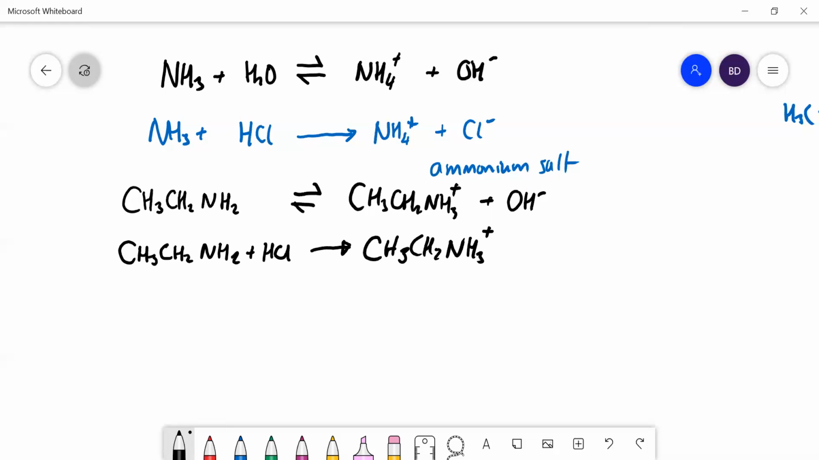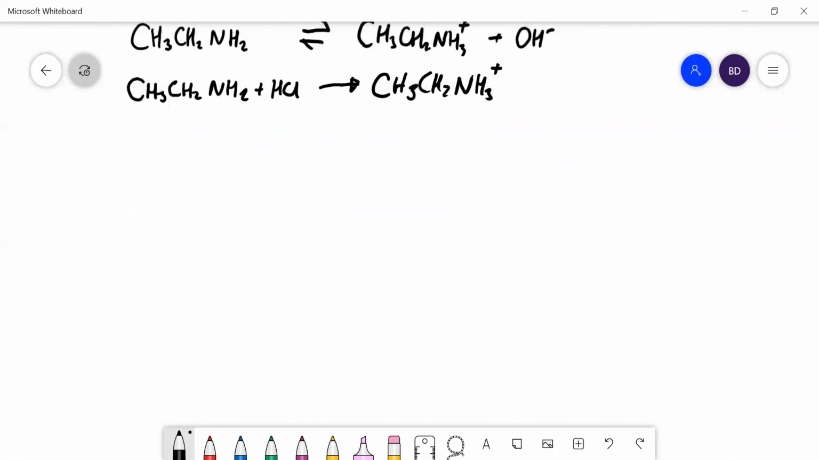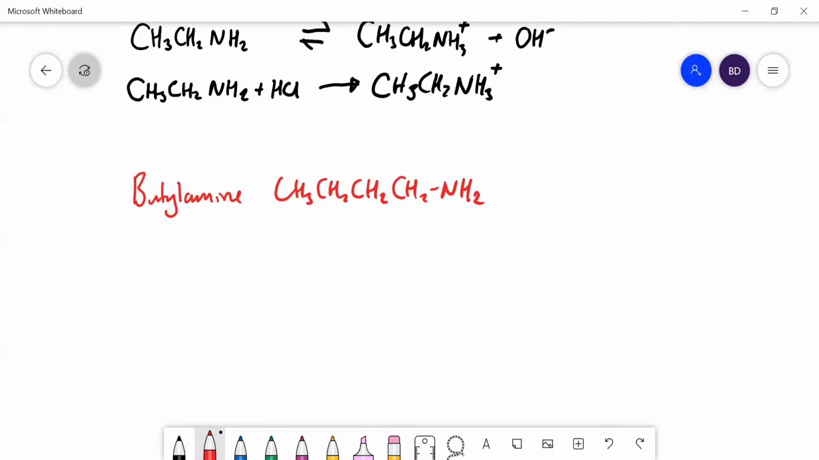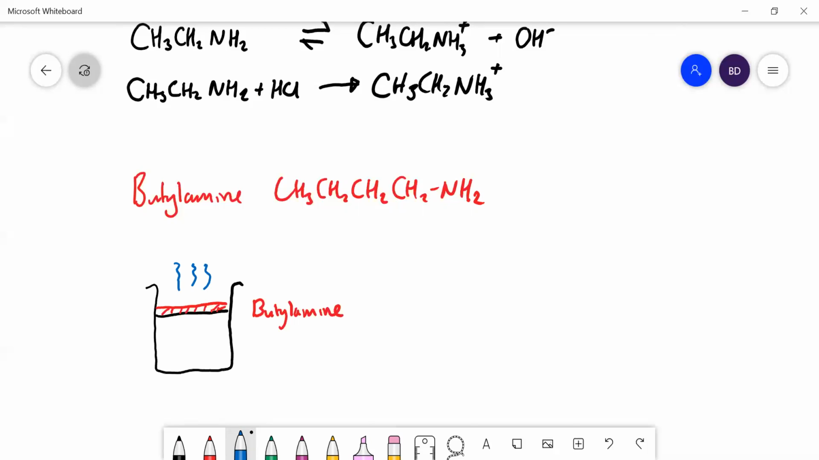So you've seen there the primary amine acting as a base and the HCl acting as an acid. Now let's just talk about the physical properties of amines. Let's take butylamine, which is CH3CH2CH2CH2NH2. It's a primary amine. If we get a beaker of water and put some butylamine in there, you find that it doesn't mix terribly well with the water, and it floats on top. It also doesn't smell very good. It gives a really nasty smell of rotten fish.